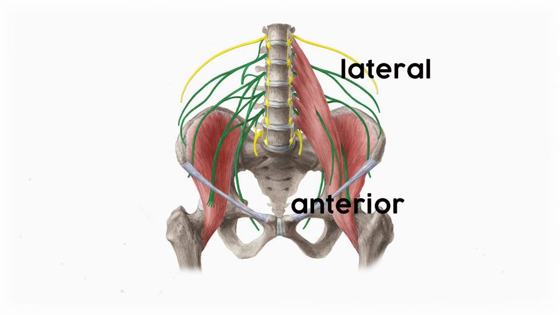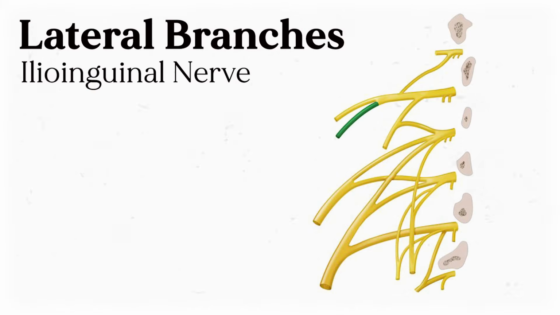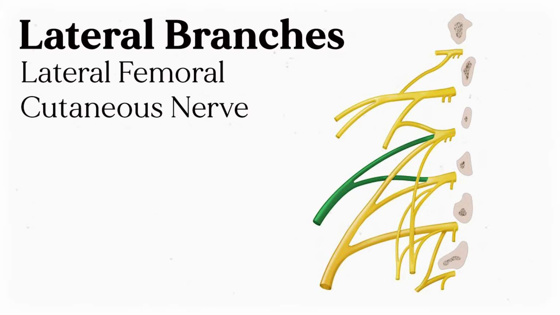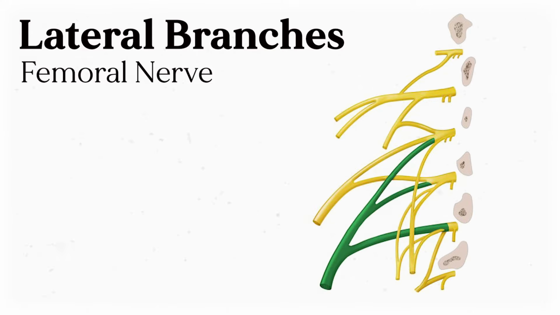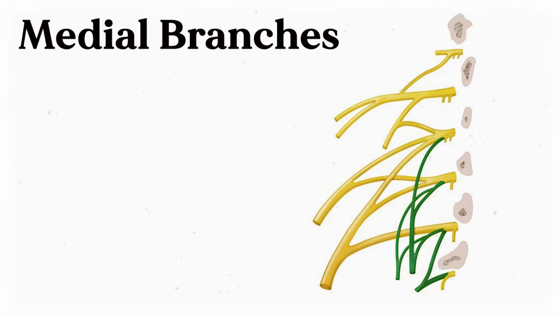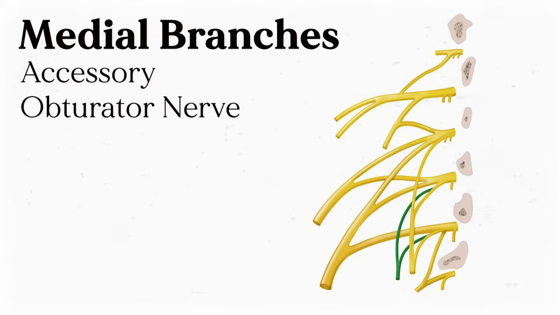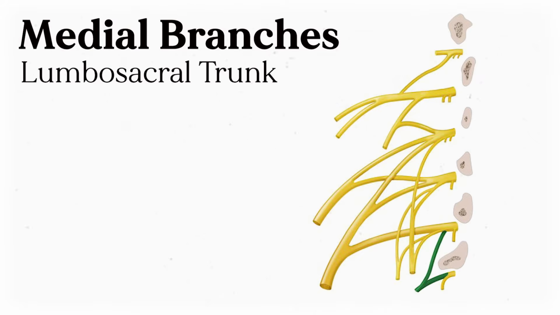The subdivisions of the lumbar plexus get their name depending on their relationship to the muscle, either lateral, anterior, or medial to the psoas. The majority fall into the lateral subdivision, which includes the iliohypogastric nerve, ilioinguinal nerve, lateral cutaneous nerve of the thigh, and the femoral nerve. Meanwhile, there's only one nerve in the plexus of the anterior subdivision, the genitofemoral nerve. Finally, the medial subdivision features the obturator nerve, accessory obturator nerve, and the nerve that becomes the lumbosacral trunk. Cool, now that we're all oriented, we can go into a little more depth.